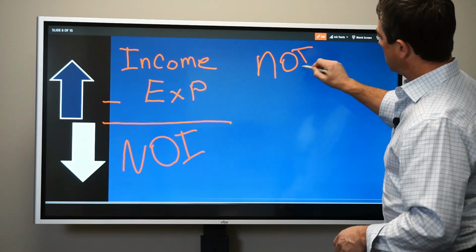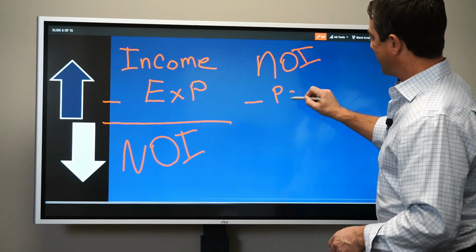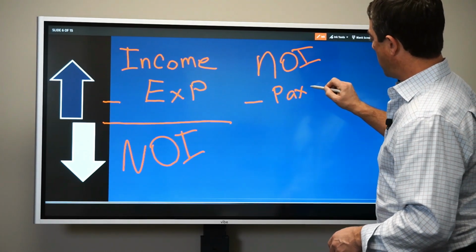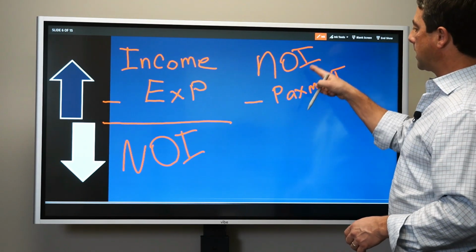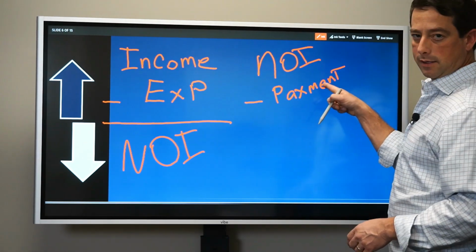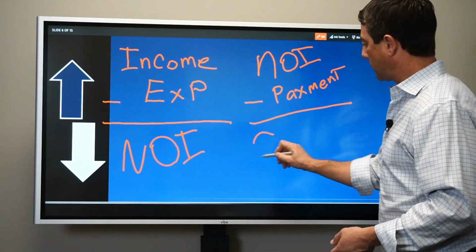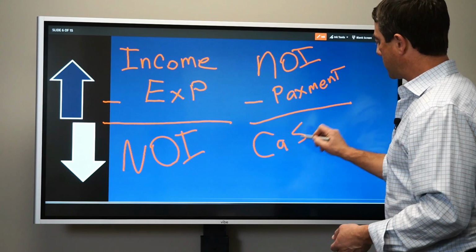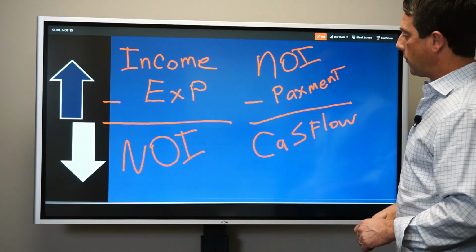NOI minus bank payment, or what we call debt service. So that's payment. All right. So net operating income minus your payment, debt service to the bank, equals cash flow. All right. Cash flow. There we go. All right. So that's roughly the formula.